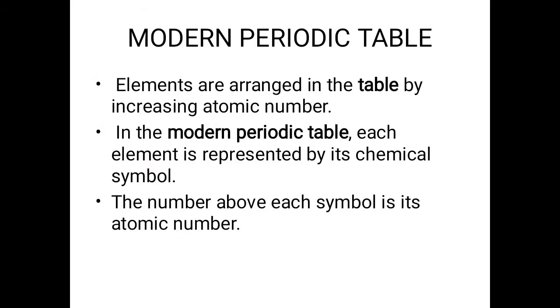So today we will study the modern periodic table, which was put forward by Henry Moseley in 1913. In the modern periodic table, elements are arranged in a table by increasing atomic number. This is a very new fact about this classification of elements. Let me remind you, atomic number is the number of protons present in the nucleus of every element. So this is the characteristic atomic property of all the atoms.